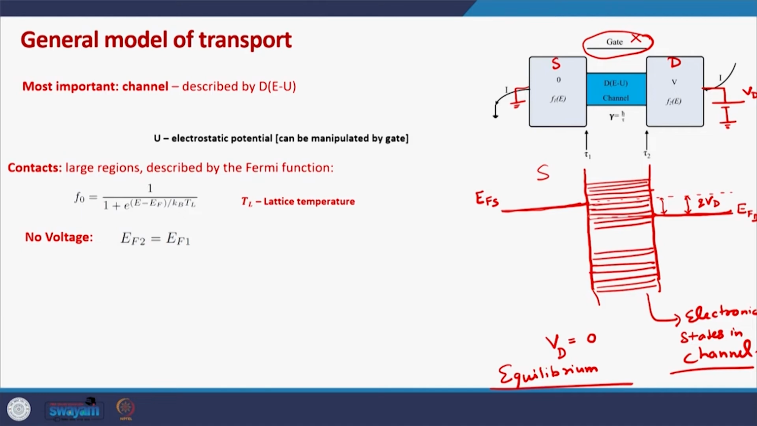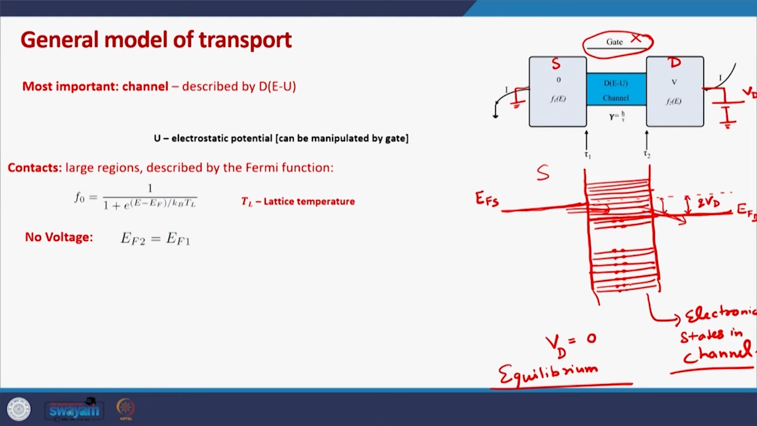That will essentially create a flow of electrons from EFS to EFD. So, electrons will go from here to here, from here to here, and all the electronic states below EFD will be filled. So, all these electronic states will be filled in any case. So, this is how a current will be maintained in the system.